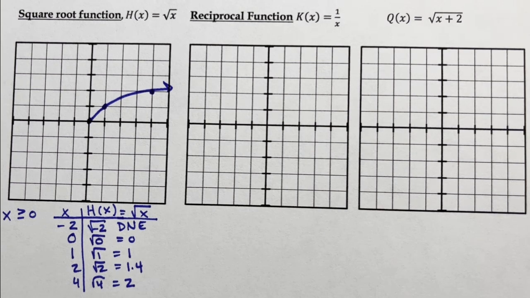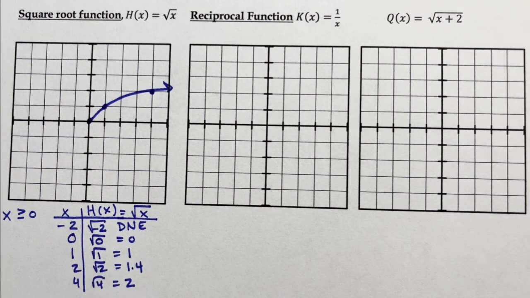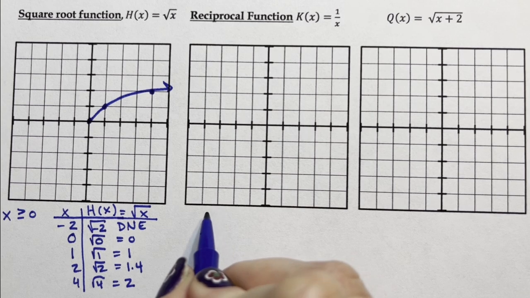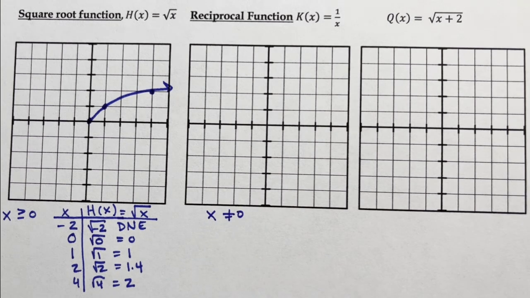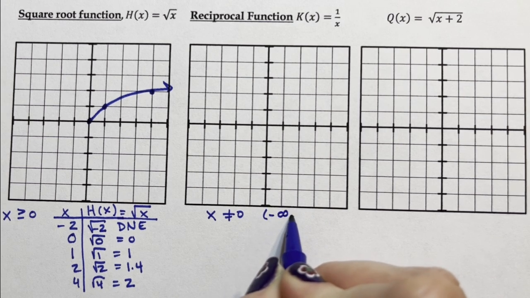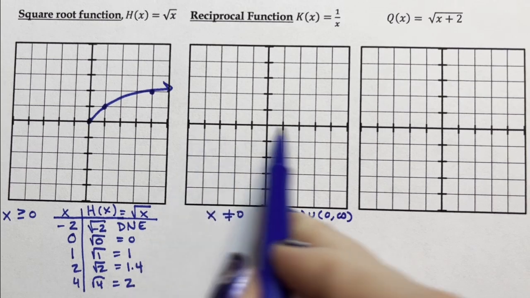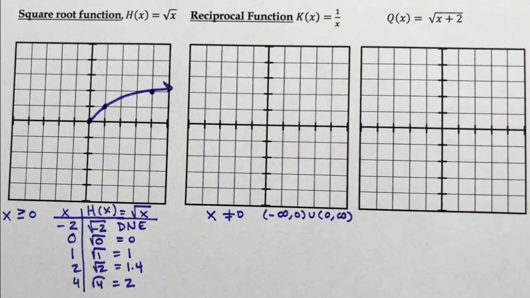The reciprocal function, I'm not really going to use a table of values. This is a kind of funky function. The domain of this one says that x cannot equal 0. If you want to get into interval notation, it's -infinity to 0, joined with 0 to positive infinity. x cannot equal 0. It becomes an asymptote, a barrier that the graph cannot cross.